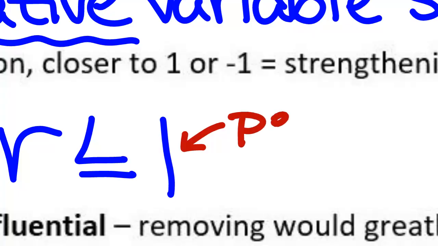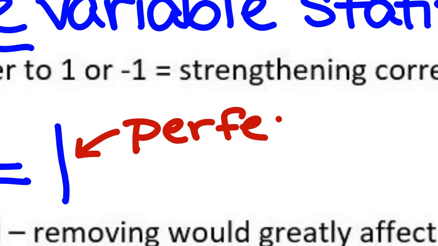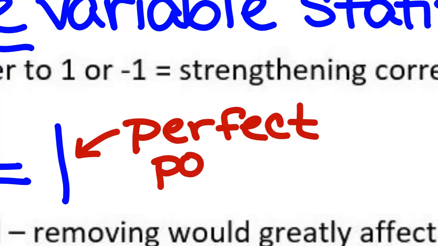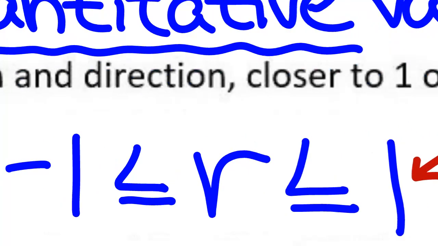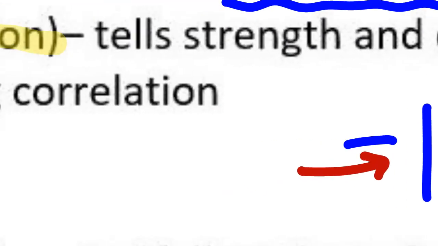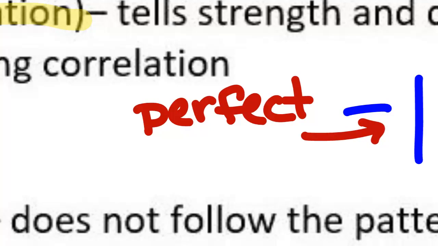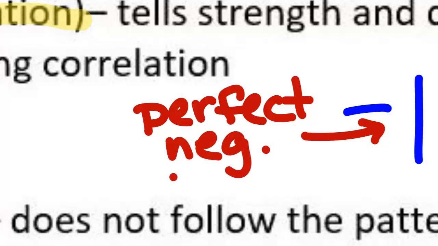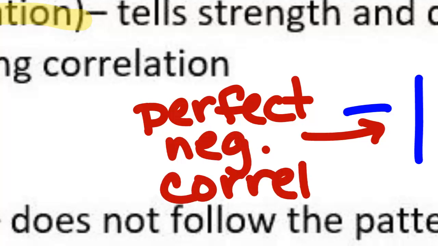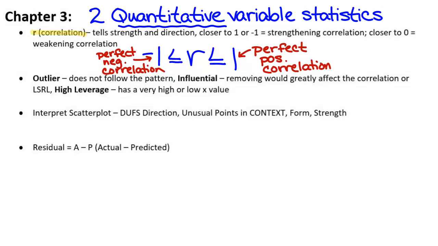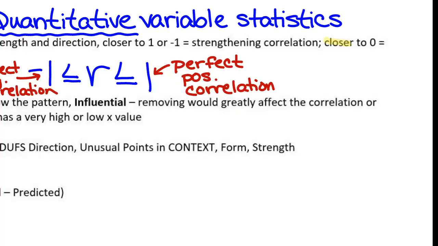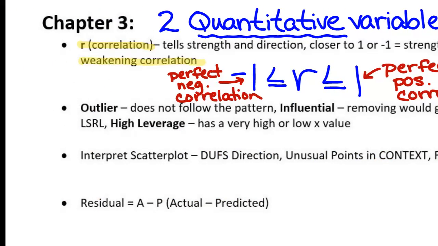+1 would be a perfect positive correlation. -1 would also be very strong. This would be a perfect negative correlation. The closer we are to 0, the weaker the correlation.